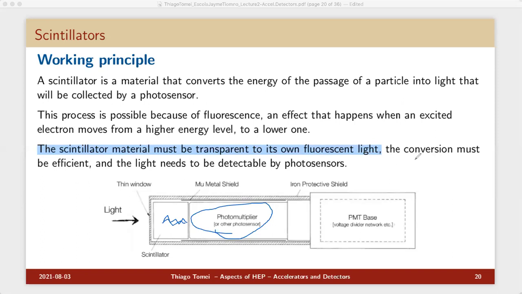Of course, the conversion must be efficient. You want enough of the energy to be transformed into photons such that this becomes an actual reasonable amount of light to be detected here. And this light has to be at some kind of a frequency that we can build photosensors, photomultipliers, to detect it.